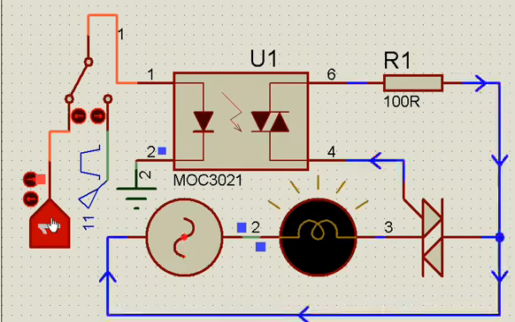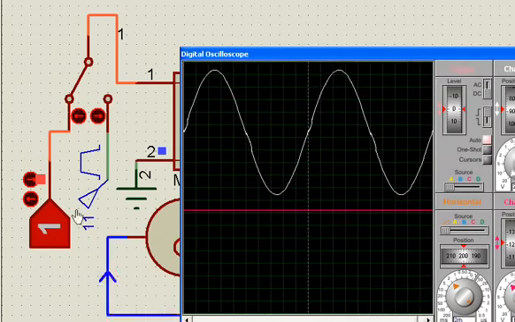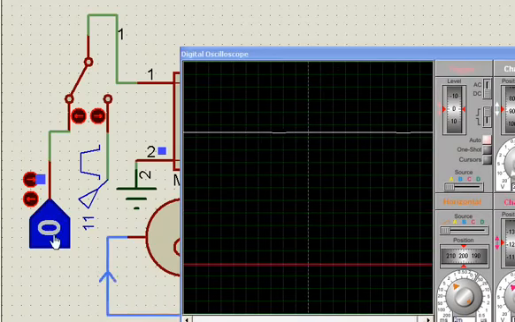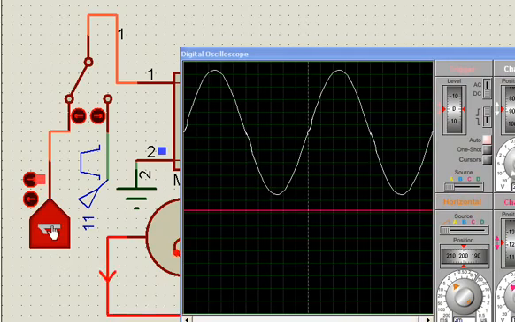Only when I make it 1, you see the lamp starts glowing and the supply voltage is full. If I make it 0, the output is 0. If I make it 1, the output is full. This is what we can see in the CRO.